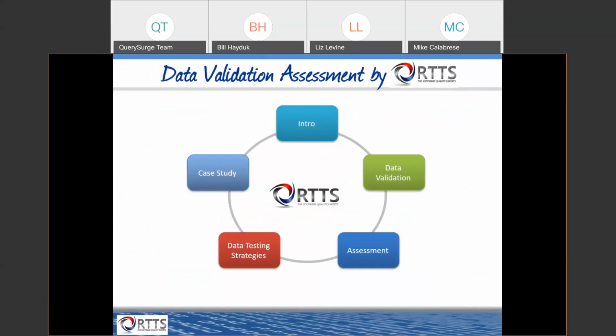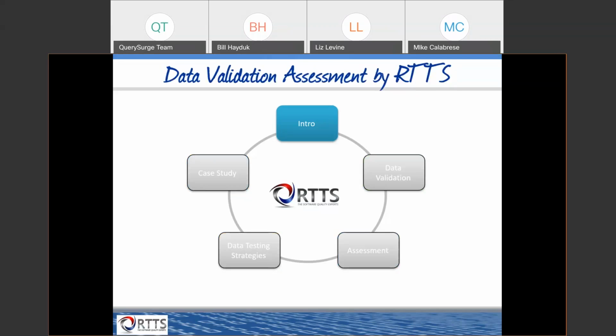So for our webinar today, we're going to have 5 different topics. We're going to start with an introduction into the big data landscape. Then we're going to talk a little bit about data validation, some of the challenges around data validation and the solutions for them. Then we'll touch upon the key components of a data validation assessment. And then we'll look to take a deeper dive into data testing strategies. And finally, we'll wrap up with a case study of a company who has gone through the data validation assessment and focus on some of the key benefits they have realized from going through a data validation assessment.